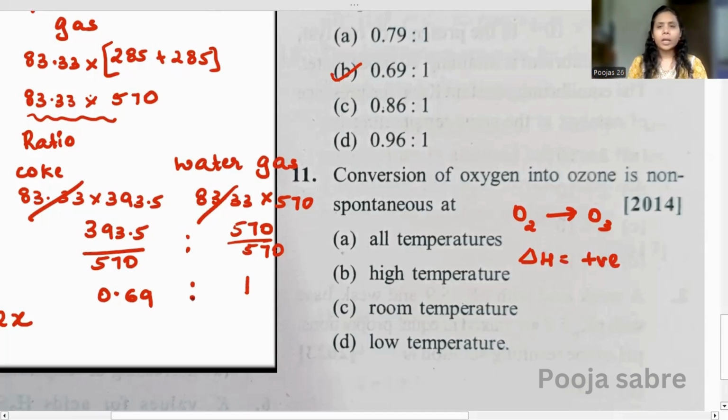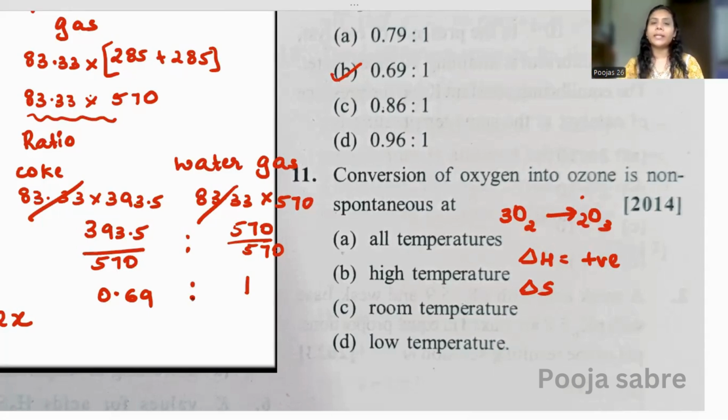Coming to the delta S value. Now let us balance this first. Now this will be 3, this thing will be 2. Now if I look into the entropy, this is 2 and this is 3. The product is lesser than the reactant. Definitely the entropy will be negative because final minus initial is negative. So delta S is negative and delta H is positive.